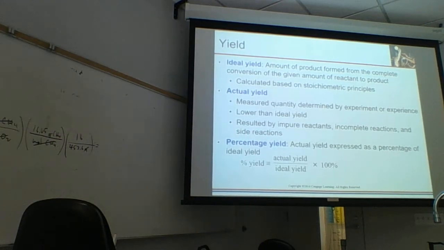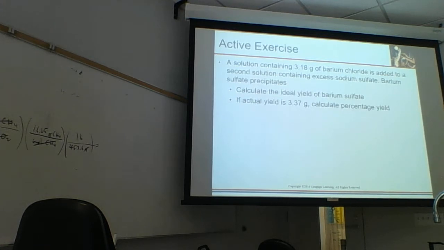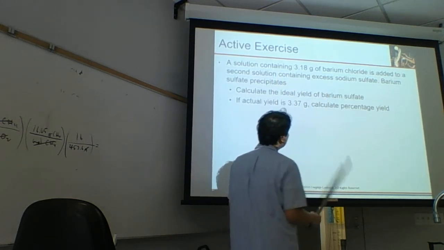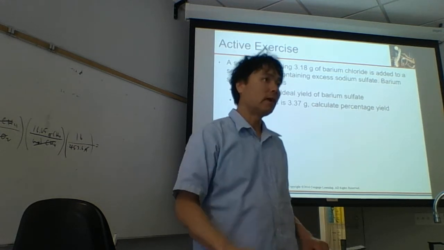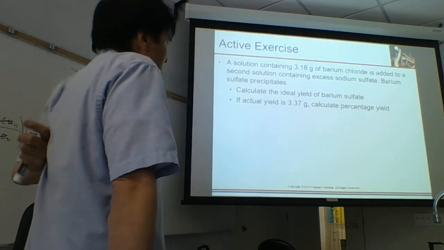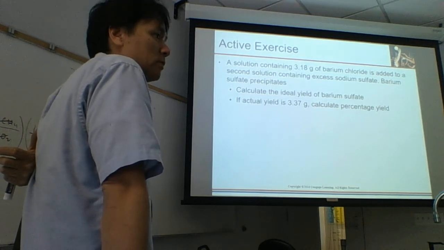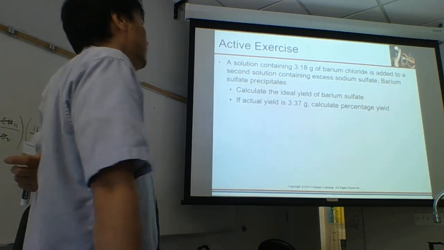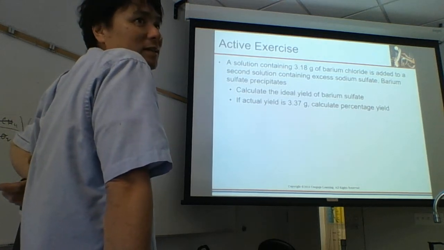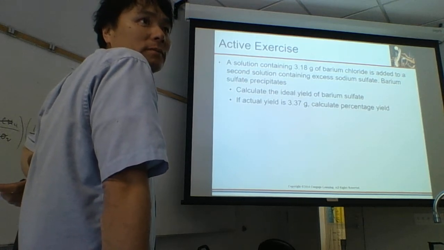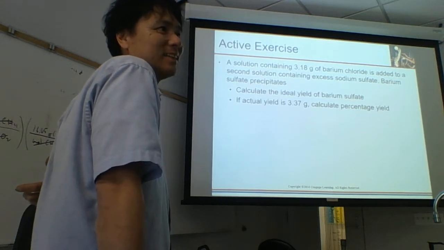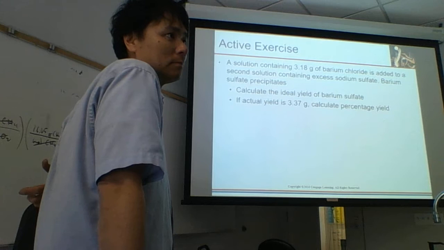So let's look at an example of this here. A solution containing 3.18 grams of barium chloride is added to a second solution containing excess sodium sulfate. Here, I already know what the limiting reagent is. Do you know which one's the limiting reagent? Is it the barium chloride or the sodium sulfate? I know what the limiting reagent is, even though they didn't even tell me. How? Because they told me what the excess reagent is. If that's the excess, then the other one must be the limiting.